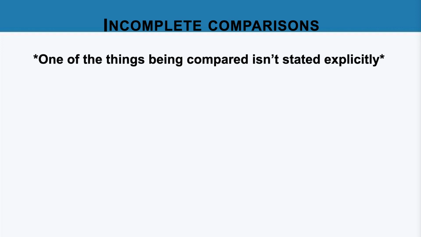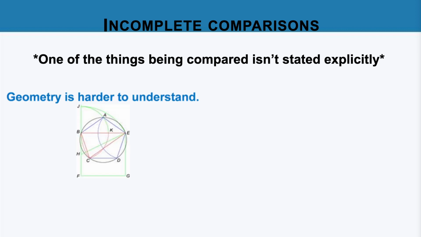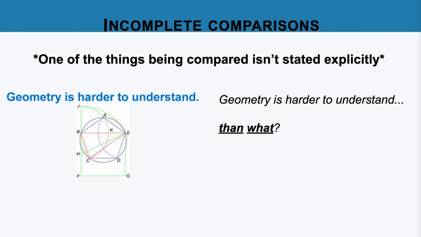One of the things being compared isn't stated explicitly in that situation because it's incomplete. Now we can look at that example. So geometry is harder to understand. Well, geometry, it's harder to understand. We get it. It's difficult, but it's harder to understand than what?